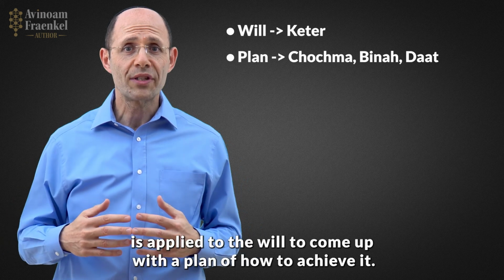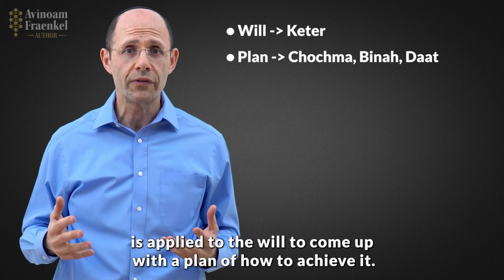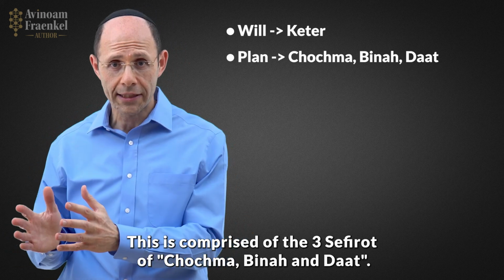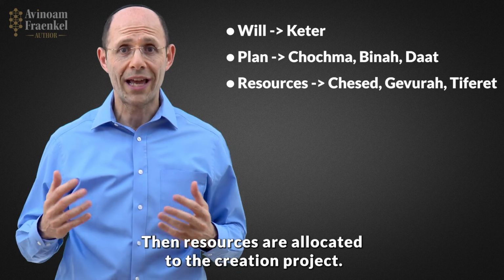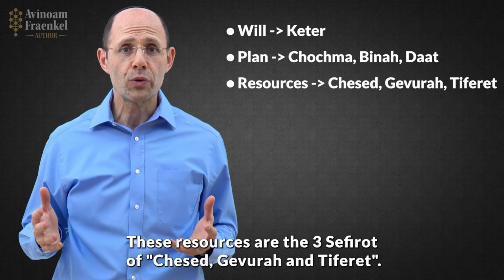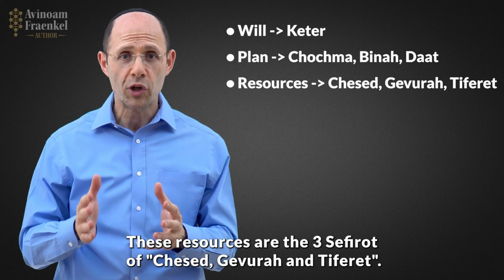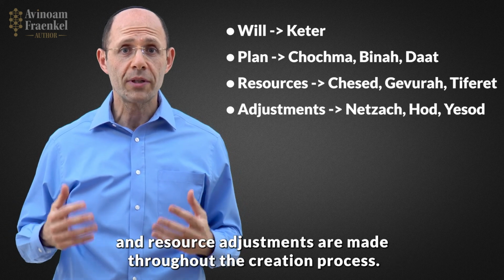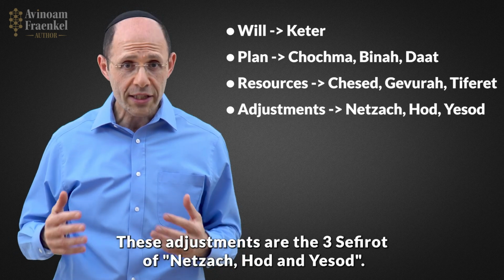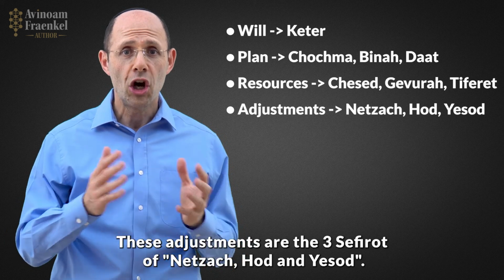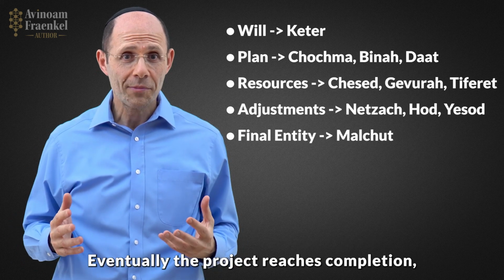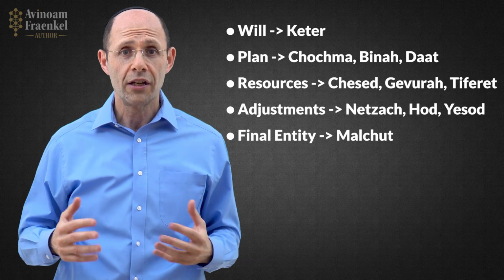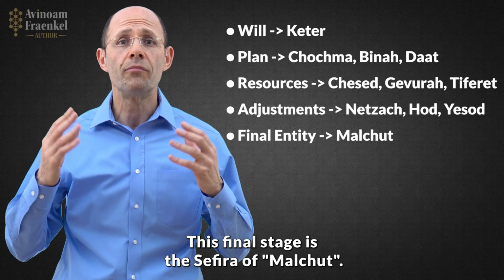Then an intellectual process is applied to the will to come up with a plan of how to achieve it. This is comprised of the 3 Sefirot of Chochma, Binah and Da'at. Then resources are allocated to the creation project. These resources are the 3 Sefirot of Chesed, Gevurot and Tiferet. The creation process is then commenced and resource adjustments are made throughout the creation process. These adjustments are the 3 Sefirot of Netzach, Hod and Yesod. Eventually, the project reaches completion and the initial motivation has become the final created entity. This final stage is the Sefirah of Malchut.